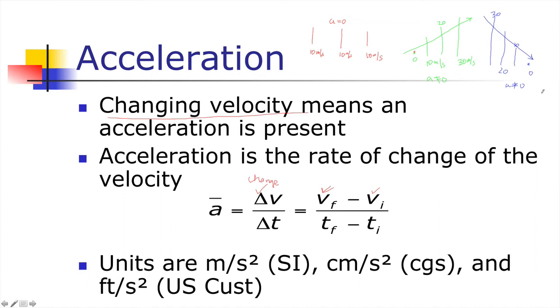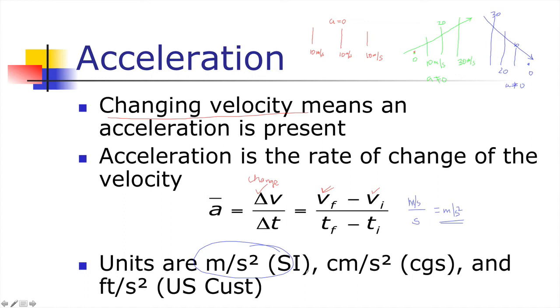Okay, then what is the SI unit of acceleration? The SI unit of acceleration will be the SI unit of velocity, which is meters per second, the same as speed, divided by the SI unit of time, which is second. So therefore, meter per second per second, which is the same as meter per second squared. So when I ask you what is the SI unit of acceleration, it's meter per second squared.